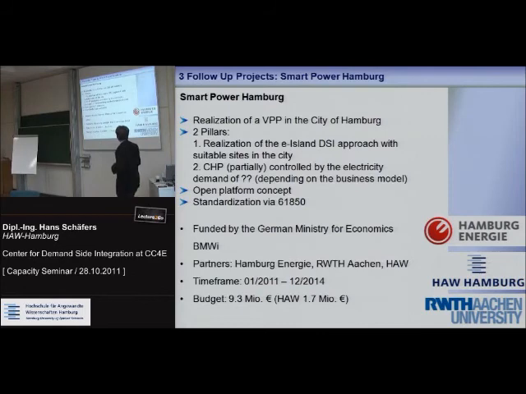And with them, and together with the Technical University of Aachen, we are going to build a virtual power plant. Then that's going to be put on 2 pillars. One is the realization of the e-island demand-side integration approach. We're just looking for sites that we can actually really integrate and do load management with. And the second then is CHP with partially electrically controlled production.